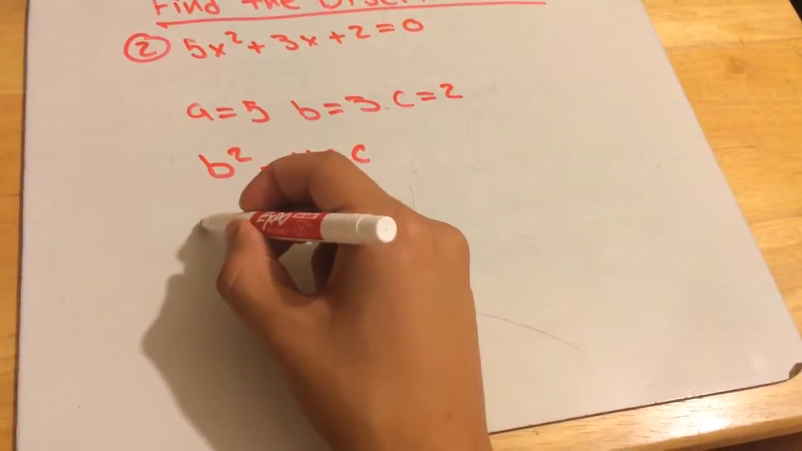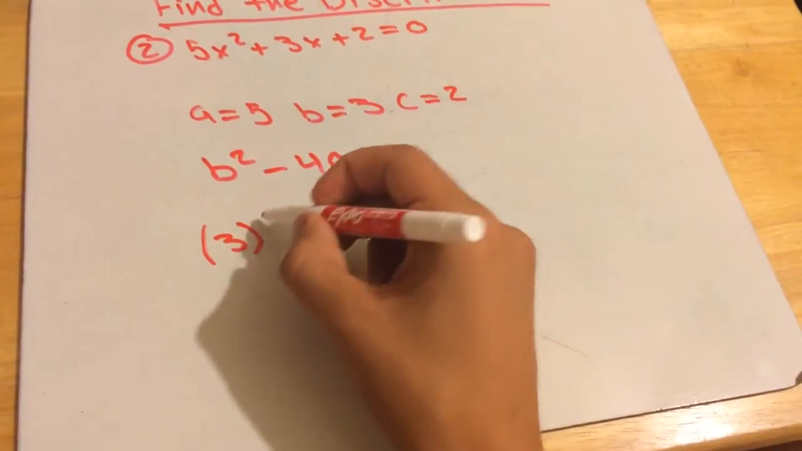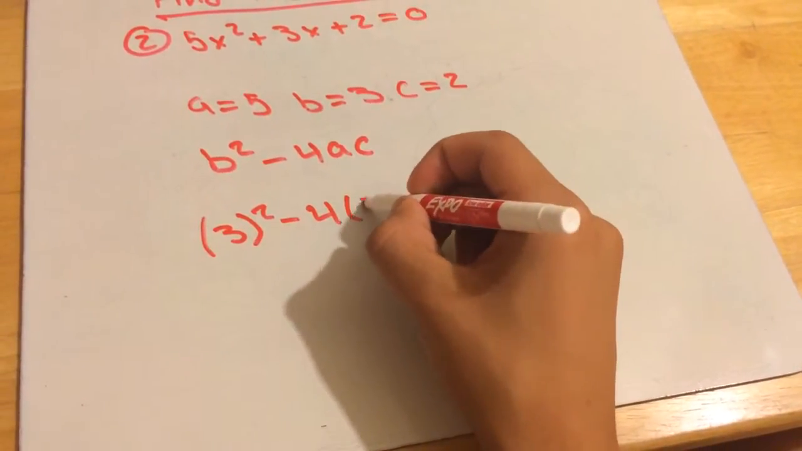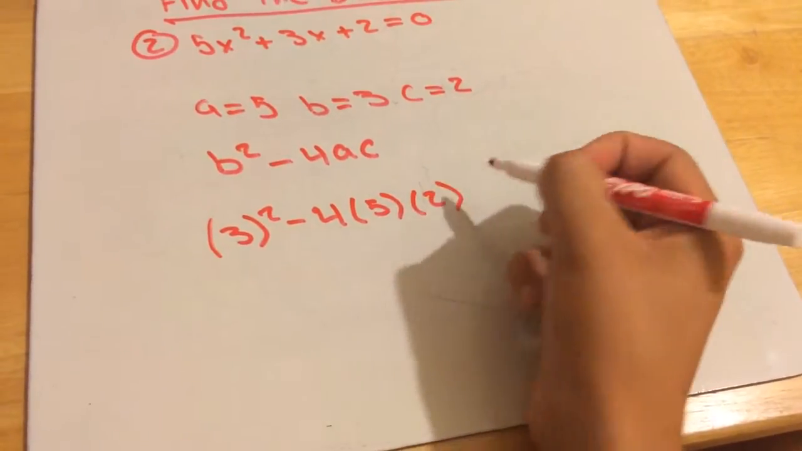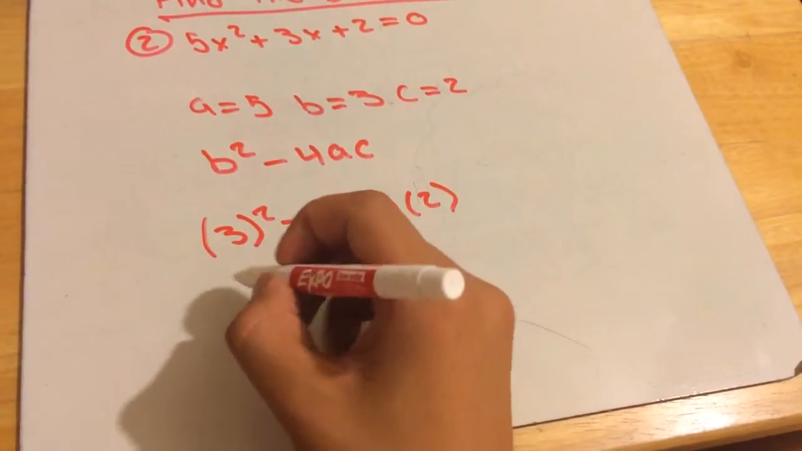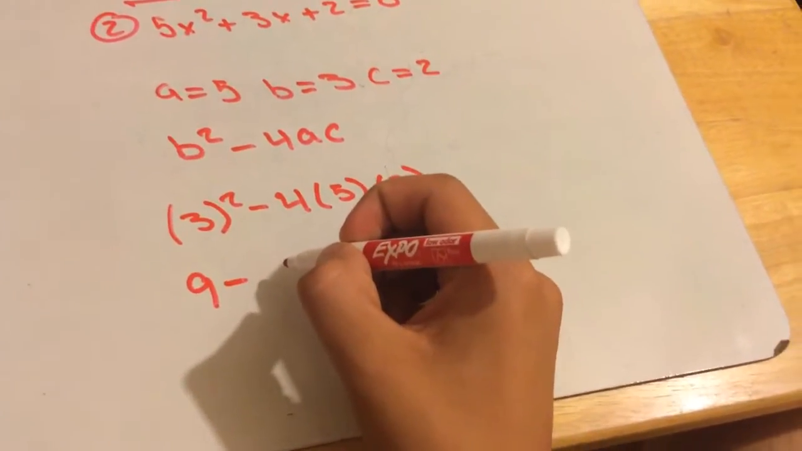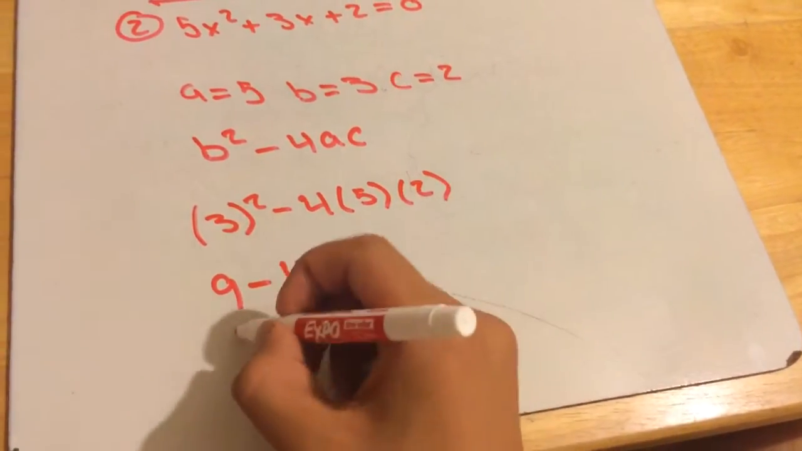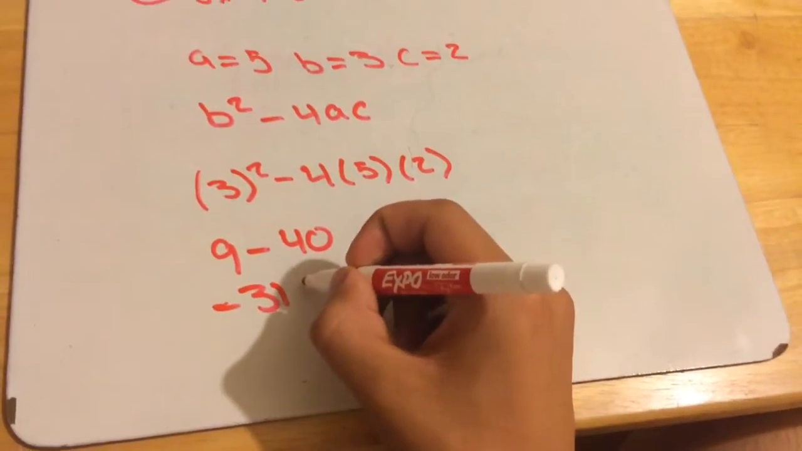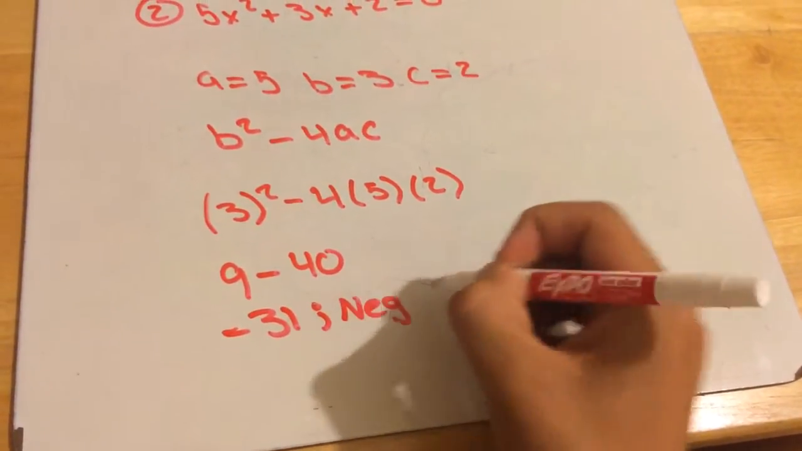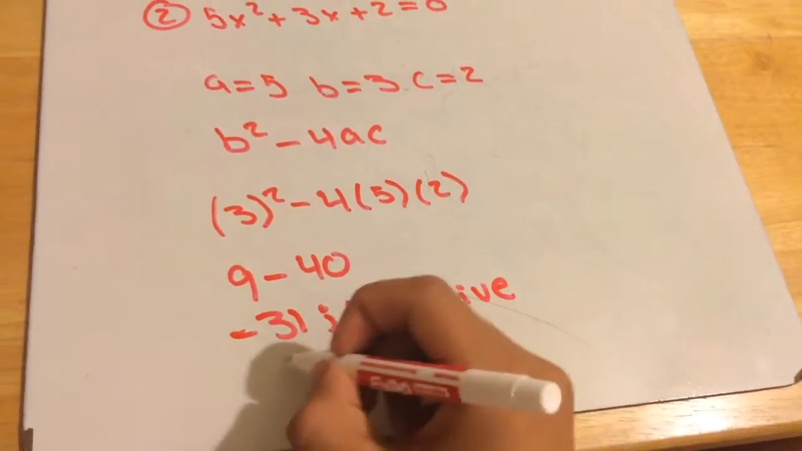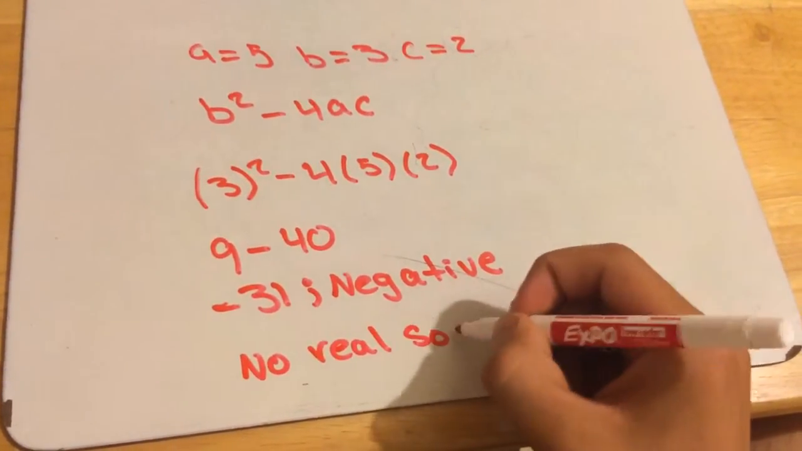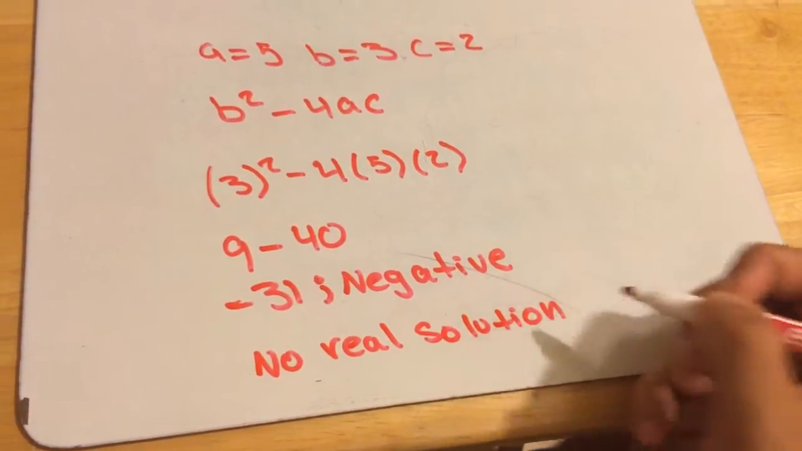So it's going to be 3 squared minus 4 parentheses 5 parentheses 2. And when you use that, you simplify it, which is going to be 9 minus 40. And then that equals negative 31. And when it's negative, that means it has no real solution. And that's pretty much it.